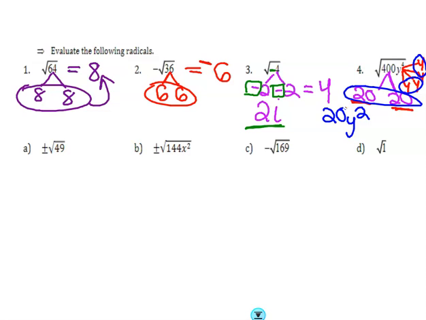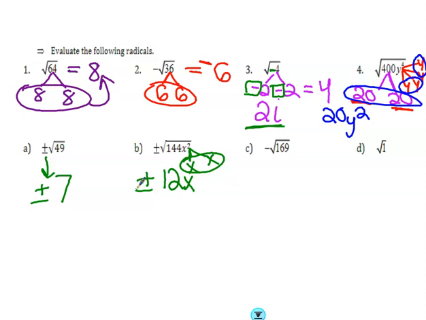All right, let's go to the next one. So 49, the square root of 49 is 7, and then I'm going to bring down this plus or minus from the front. Okay, the same thing for the next one. What's the square root of 144? That's 12. And then what does x squared mean? That means that there's 2 x's. Well, if there's a pair, I can take it out. So then I have plus or minus 12x. All right, moving right along.